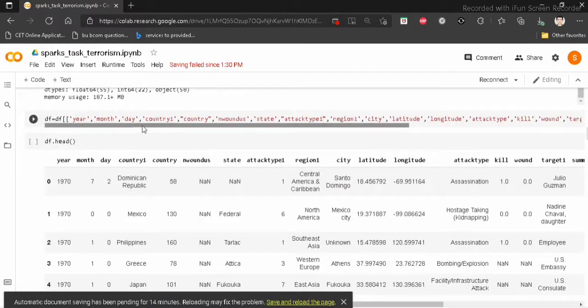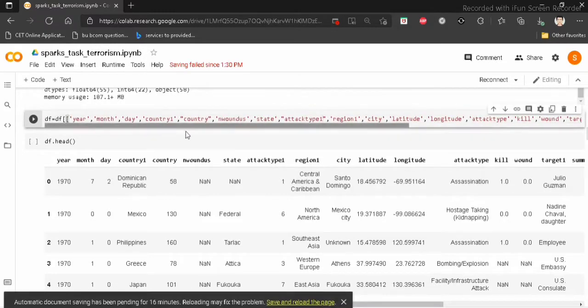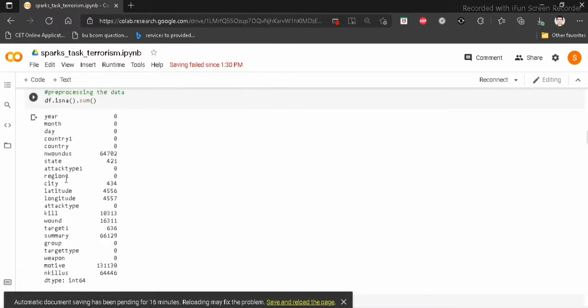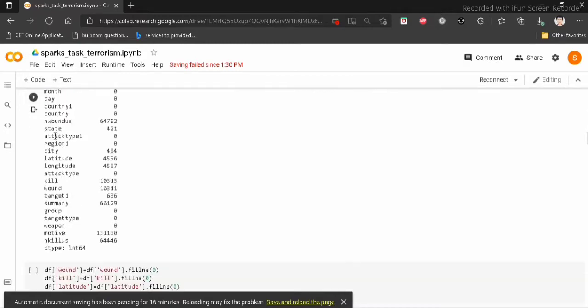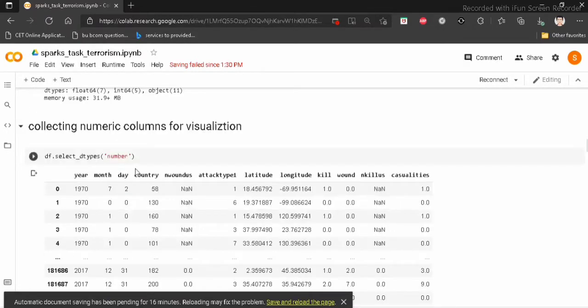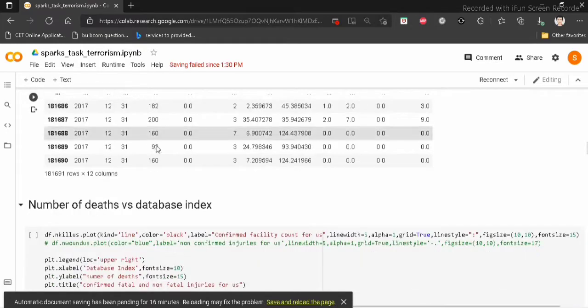Here I have eliminated a few of the columns which were not useful for the analysis of this dataset. I have included only those columns which are very important and affect the dataset analysis. After pre-processing of the data, these are the columns which I found to be very useful and required for the analysis. Here I am collecting only those columns which have the data type int or float, meaning the numerical columns, for visualization purposes. This NaN I have replaced by 0 in the upcoming cells.